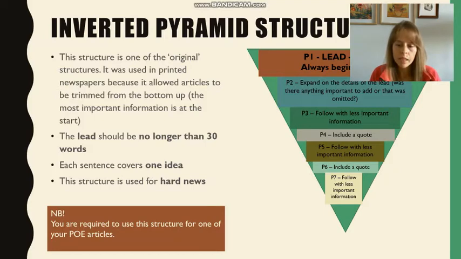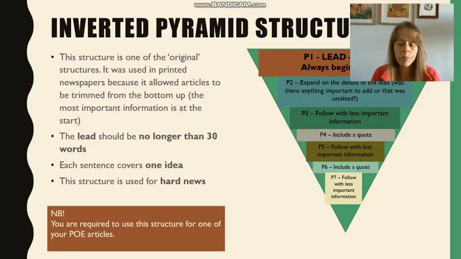So if you take a look at this inverted pyramid on the right, I pointed out that the first paragraph is always the lead. Then you might ask what will follow that first paragraph. So paragraph 2, I say there, expand on the details of the lead. Was there anything important to add, or that was omitted? So the lead is like the bare bones information that any reader should know, and then the second paragraph would expand on what the lead has spoken about.